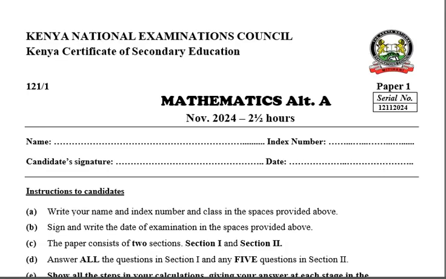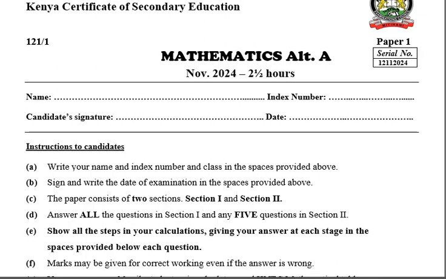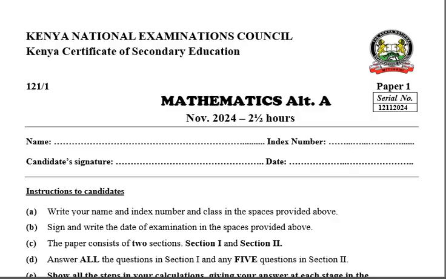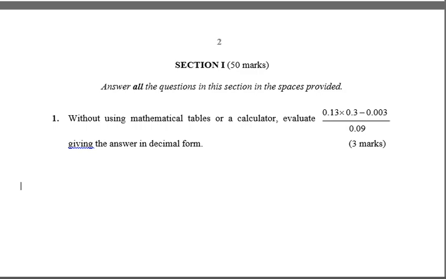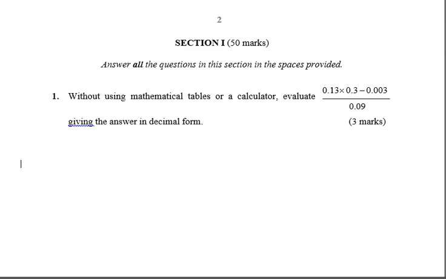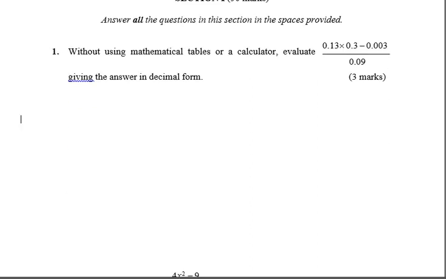So in this video, I want us to revise the last year KCSE Mathematics Paper 1. What we have is a Kenya Certificate of Secondary Education, that is a KCSE Paper 1. And I want us to start with question number 1, which tells us that we are told, without using mathematical tables or a calculator, evaluate 0.13 multiplied by 0.3 minus 0.03 divided by 0.09.